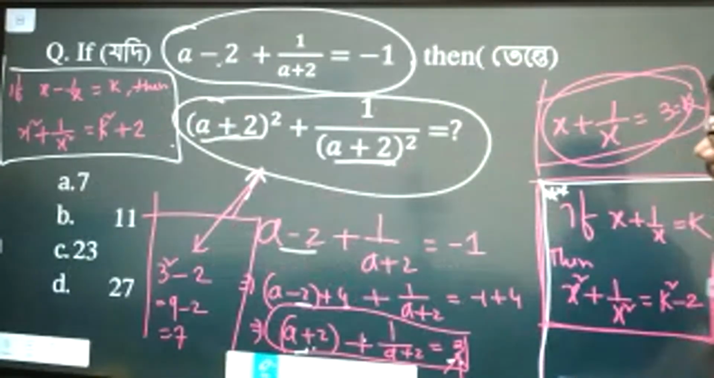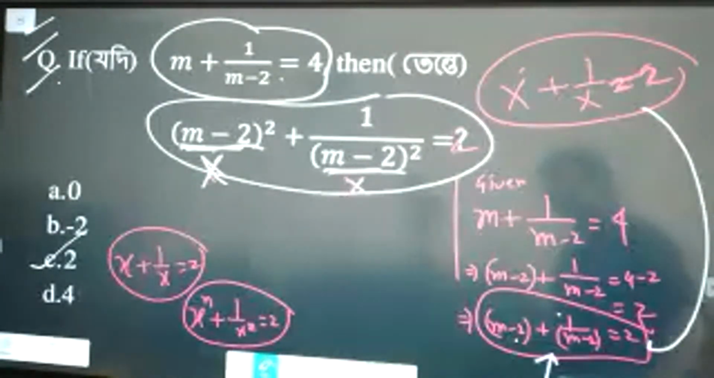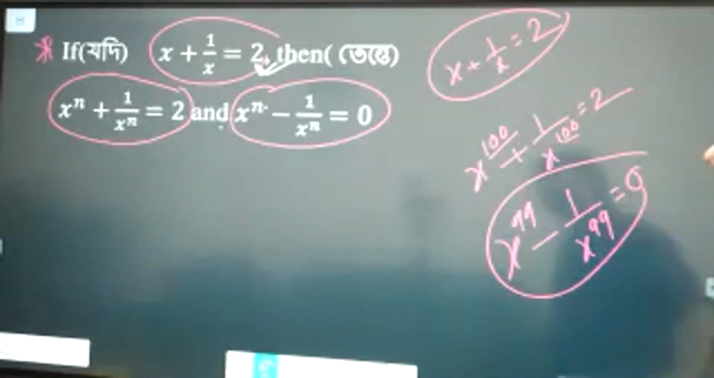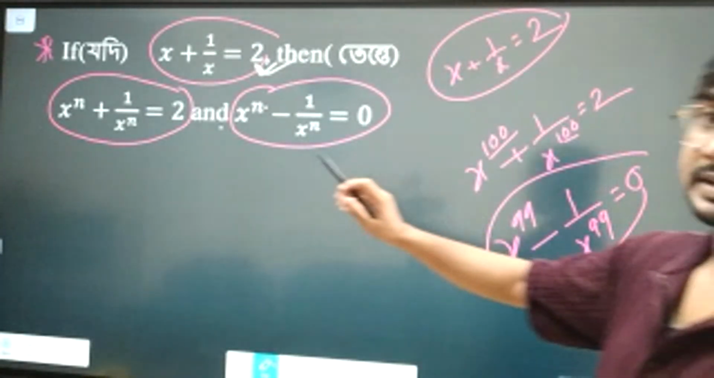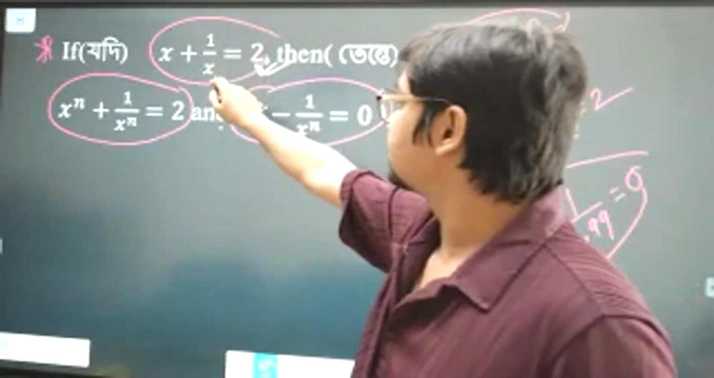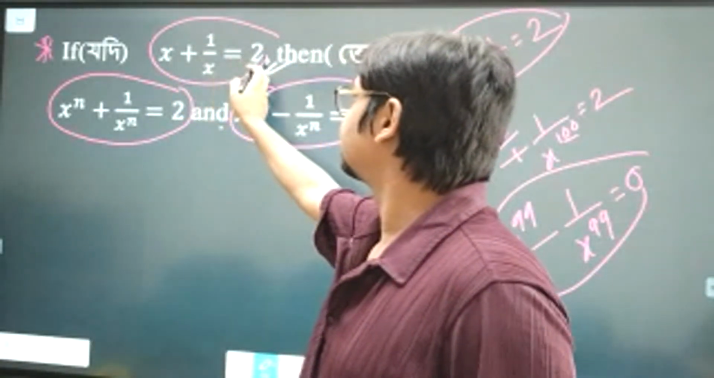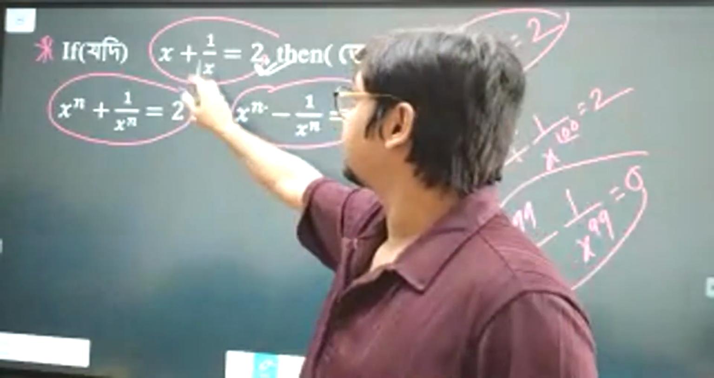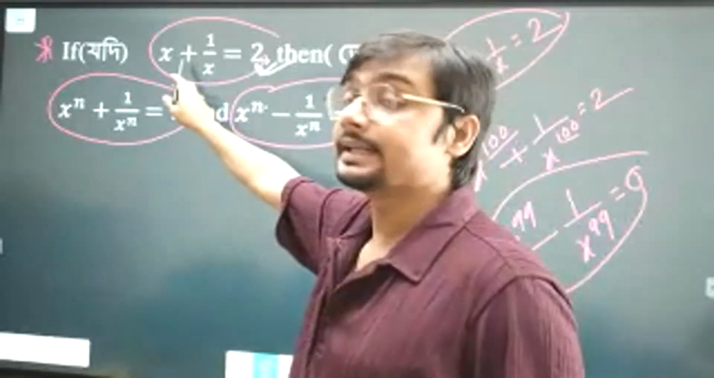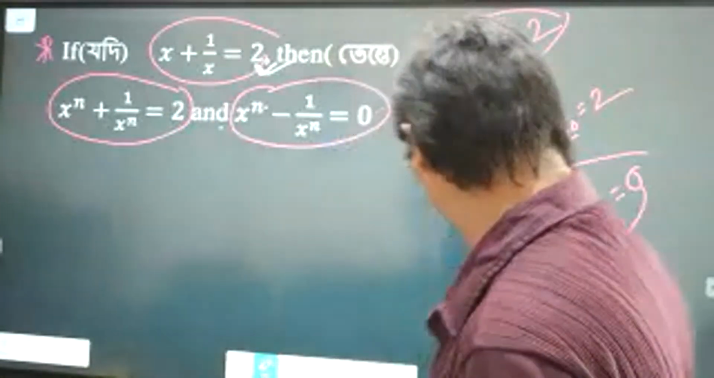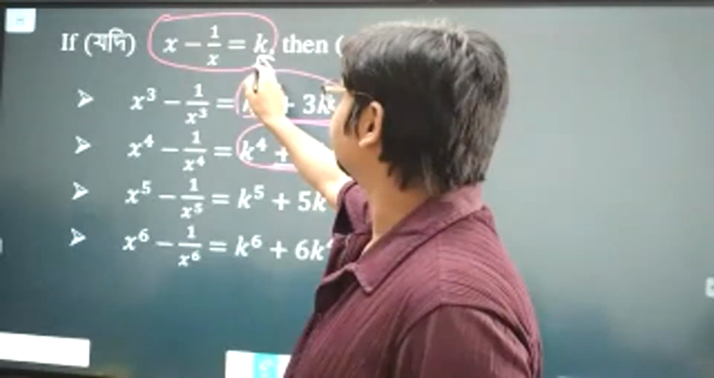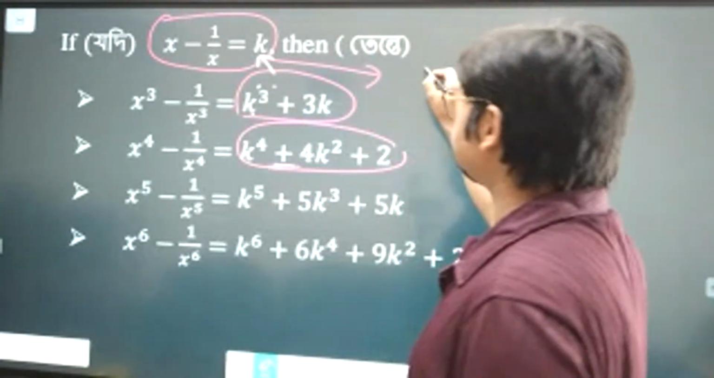what will be the value of the square? You must remember here, don't use this formula. x plus 1 upon x is 2, only then this happens. Got the question here? x plus 1 upon x is 2, not the minus, but they provide minus only, right? That means we need to use this formula: if x minus 1 upon x is k.